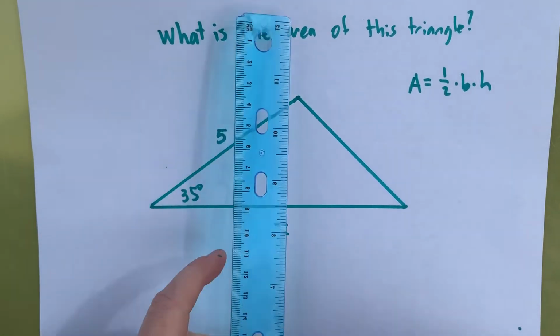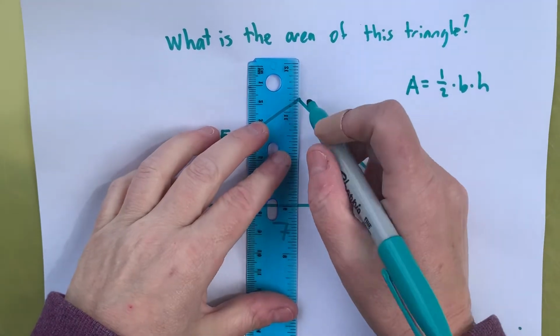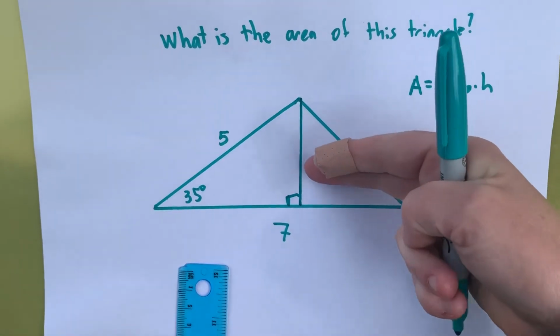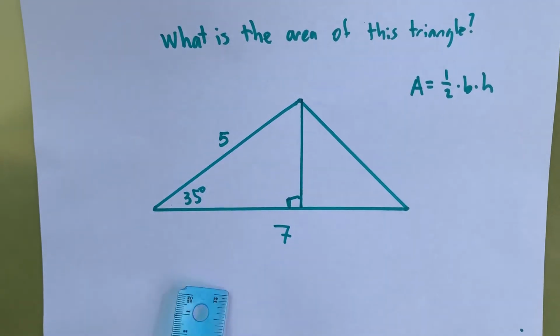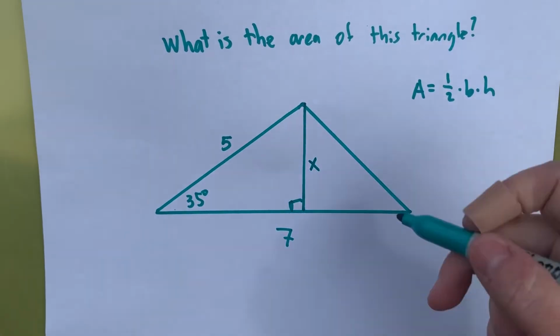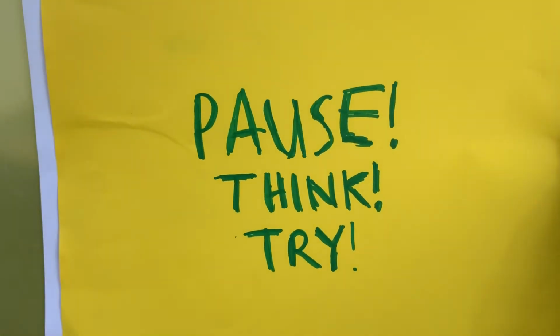And hopefully what you were thinking was, I've got to drop a perp. I'm going to drop a perp right there. There it is. Okay. So now if I want to figure out what the height of that triangle is, again, I'm going to ask you to pause and think and not continue until you have figured out what that height actually is.